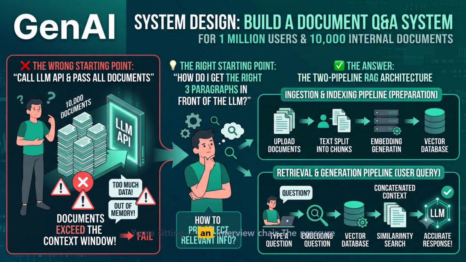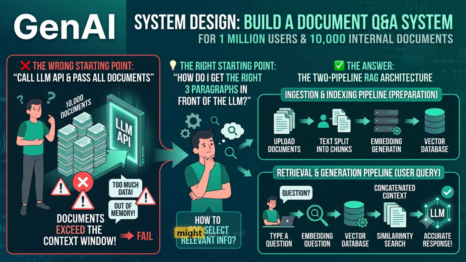You're sitting in an interview chair, the pressure is on. Your interviewer leans forward and says, "Design a document Q&A system for 1 million users. We have 10,000 internal documents. Employees need answers based only on these documents, not general training data." Look to the left side of your screen.